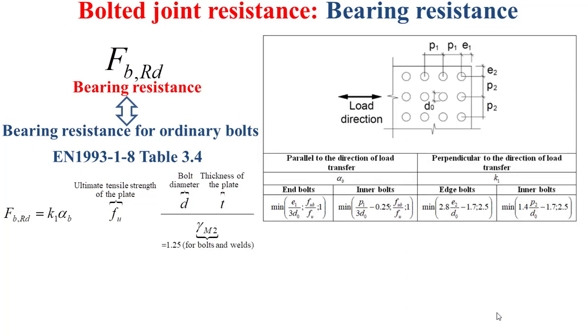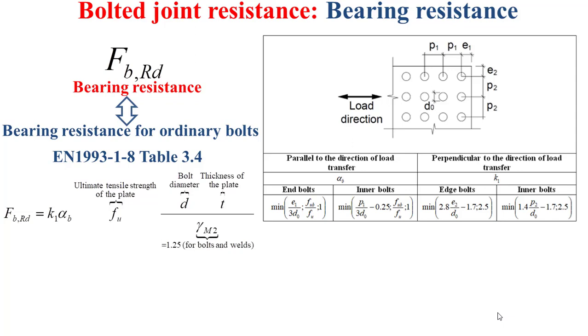And the coefficients k1 and alpha b are determined based on the table that you see in the right of this slide. Here, fub denotes the ultimate tensile strength of the bolt. And e1, e2, p1, p2, I explained in the previous slide. So we can determine the bearing resistance for inner bolts and end bolts.